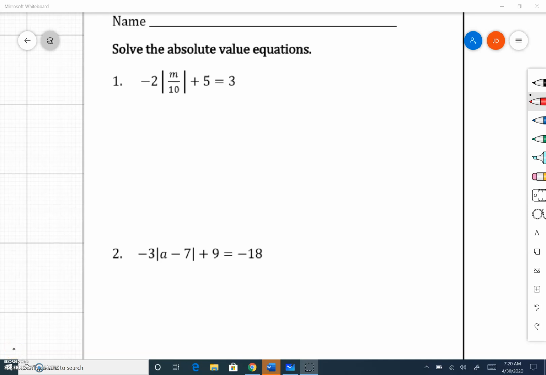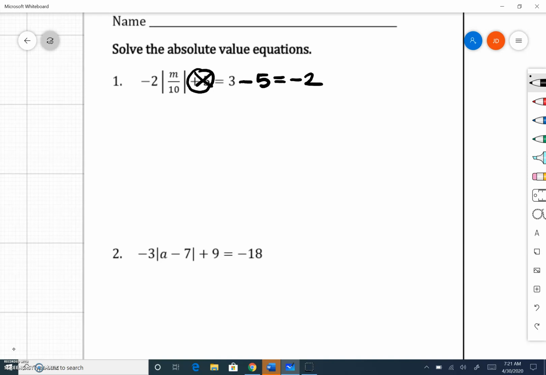Today we're going to do absolute values number 3. Today we're going to have to do 2 operations before we can set up our 2 problems. So when you have a number after the absolute value, you have to do the opposite. So it says plus 5, so I'm going to minus 5. Three minus 5 gives me negative 2.